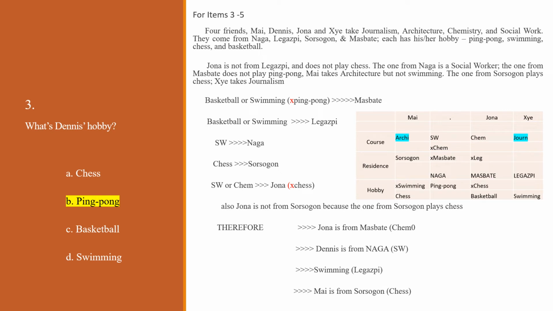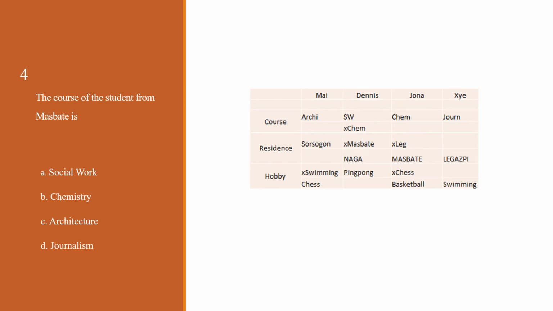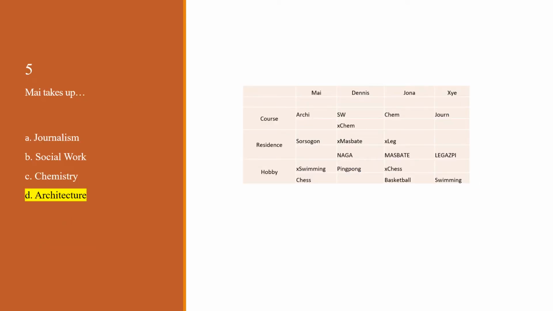What's Dennis's hobby? It will be ping pong. And the rest of the problems for this, the rest of the items 4 and 5, can be easily answered. For number 4, for the same problem, we are asked for the course of the student from Masbate, and that would be chemistry. And the question on what Mai takes up is a giveaway because from the givens, it is established that Mai takes up architecture.